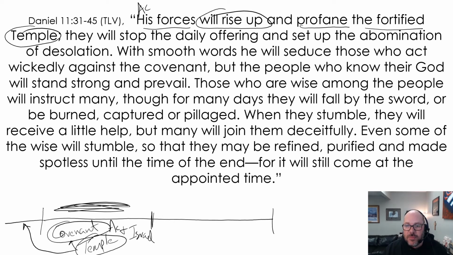This covenant that will be made was spoken of, and I'm going to refer to that in just a couple of minutes, in the book of Daniel, and it was spoken of in the book of 1 Thessalonians and 2 Thessalonians. So there's going to be some kind of a peace agreement made between the Antichrist and Israel, yet he is constantly looking at Israel.